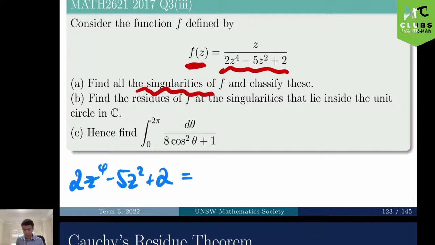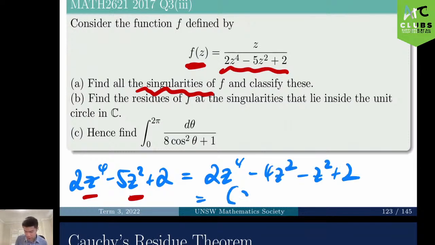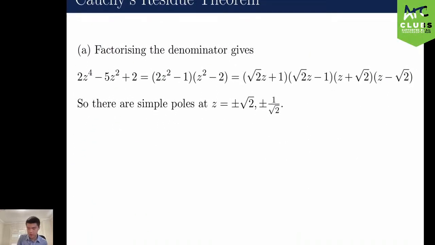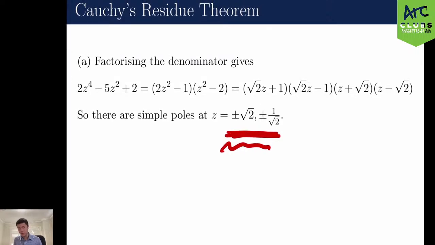Well, we can expand that out because this is a quadratic in z squared. And you'll end up getting that it's equal to 2z to the 4 minus 4z squared minus z squared plus 2, equal to z squared minus 2 times 2z squared minus 1. And you can see what the singularities are going to be. They're just going to be the real numbers that are the roots of these polynomials. So simple poles over here, at plus or minus 2, plus or minus 1 on root 2.